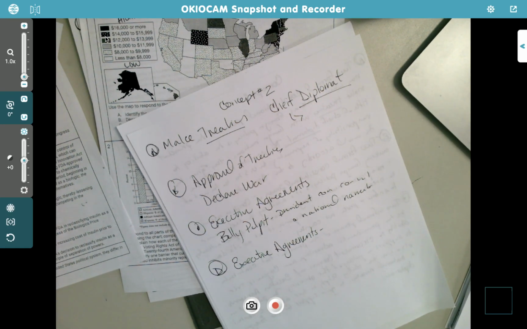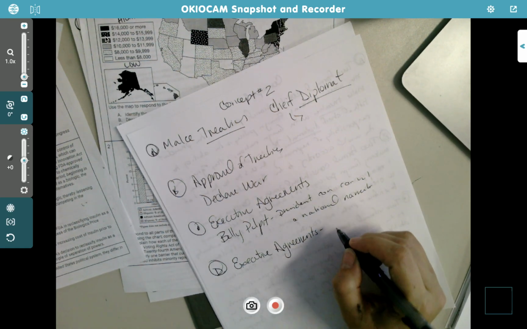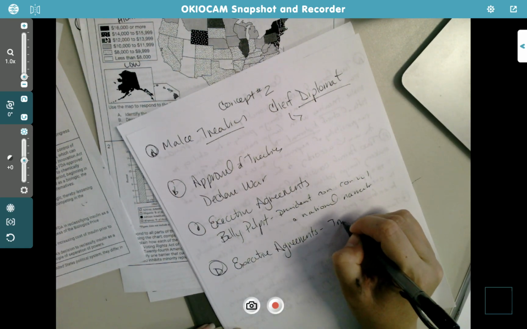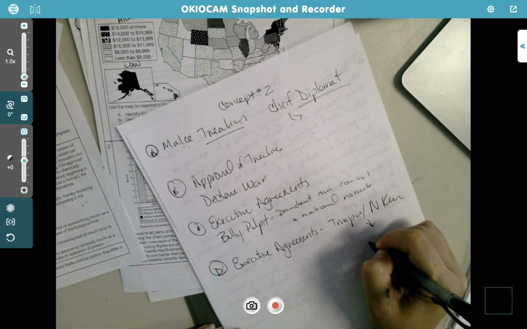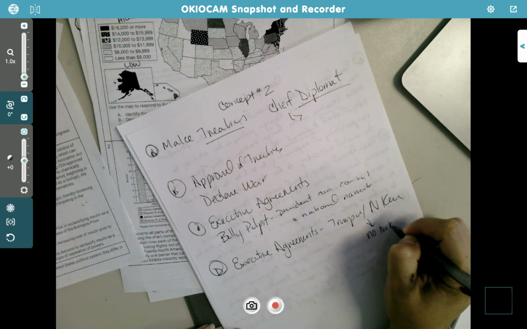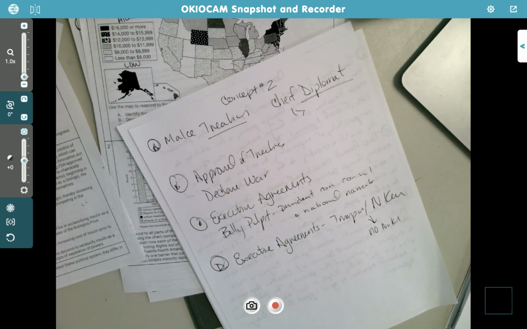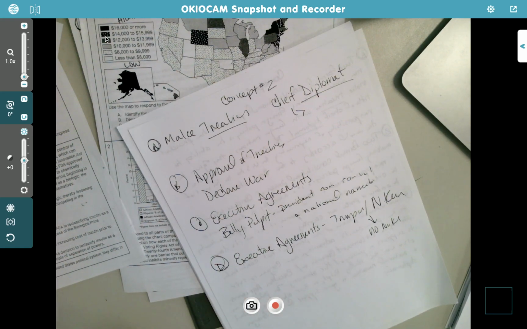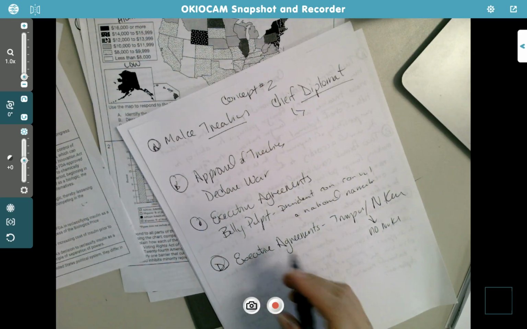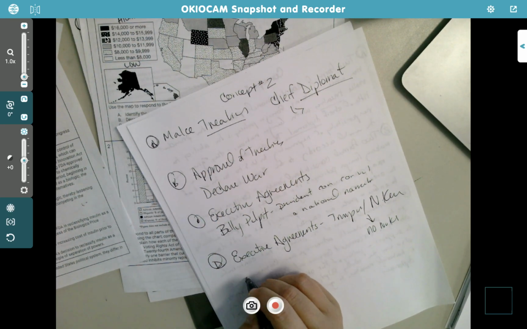What's the executive agreement, though? For no nuclear testing. Perfect. Executive agreement. Trump with North Korea. No nukes. We're obviously not just going to write no nukes in our essay, but we're planning. Do you see how simplistic my planning is? But it's important that we stop and think for a sec and come up with something and then go forward. All right, we need something for bully pulpit.